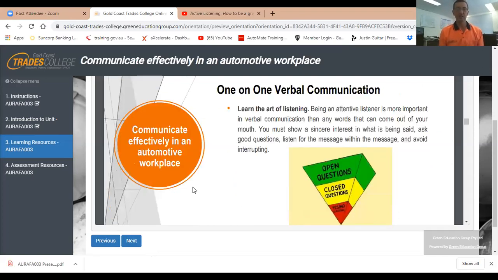Learn the art of listening would be one of the final things here. Being an attentive listener is more important in verbal communication than any of the words that come out of your mouth. You must show sincere interest in what's being said and ask good questions. Listen for the message within the message and avoid interrupting.